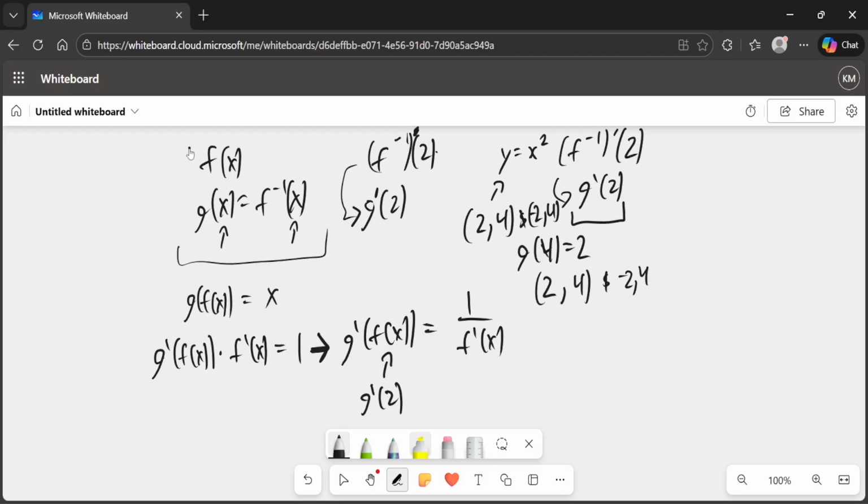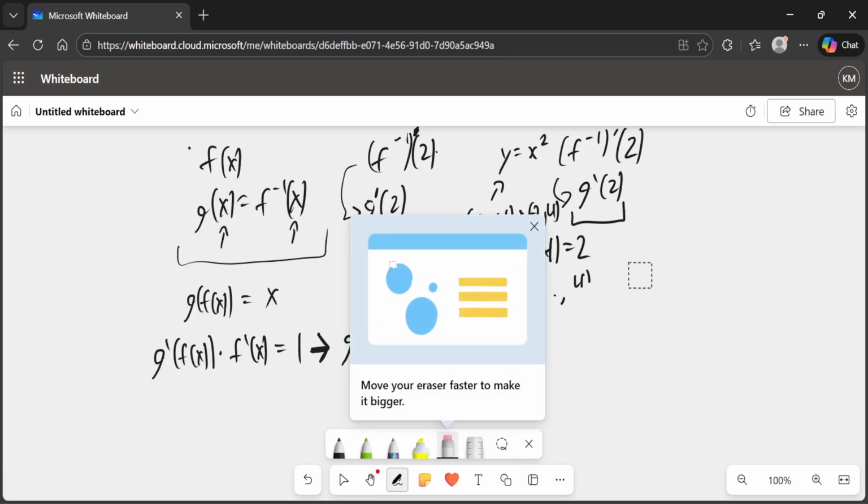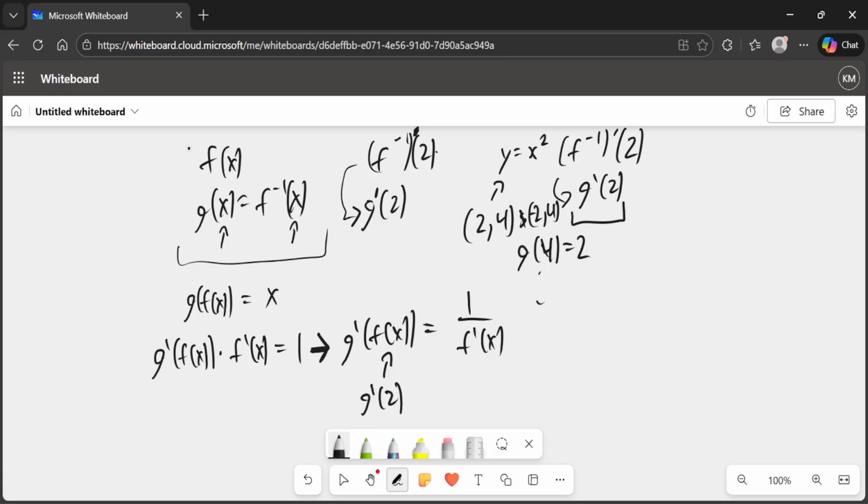Sorry, wait, this is 4, 2, right? It should be 4, 2 for the inverse. So the inverse points are 4, 2 or negative 4, 2, 4, negative 2. Because remember, it's the negative on the 2. And it needs to be the same, kind of.